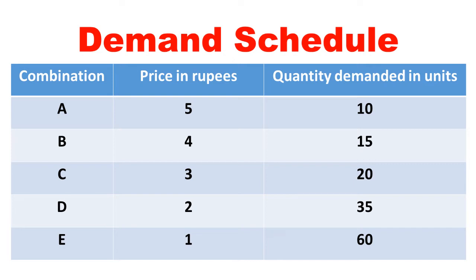And combination D and combination E also, you can observe here, price is falling 1 rupee each time and the quantity demanded is increasing. That is what it is, inversely proportional. Quantity demanded is inversely proportional to price.